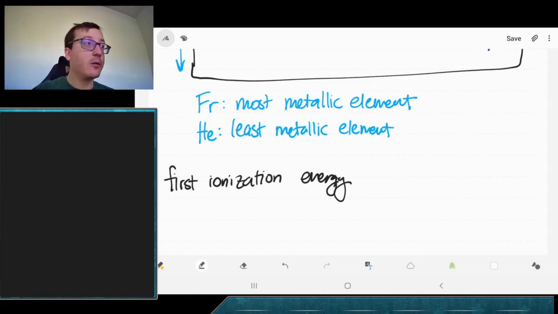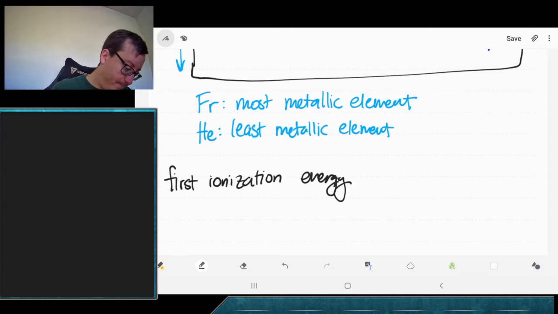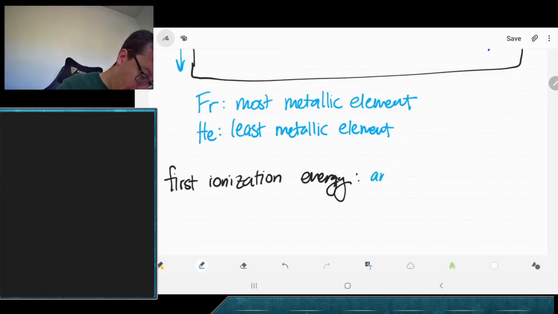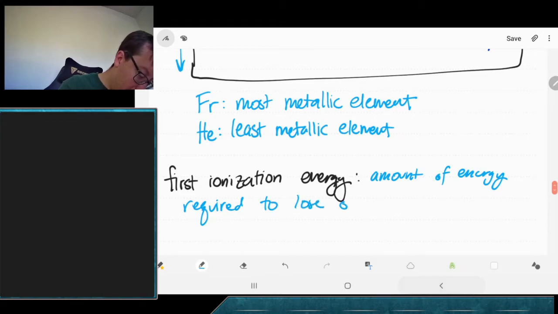And so, with these, I better define it, huh? This is the amount of energy required to lose one electron from an atom.